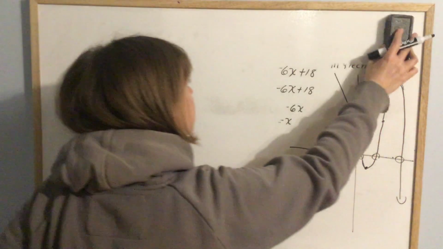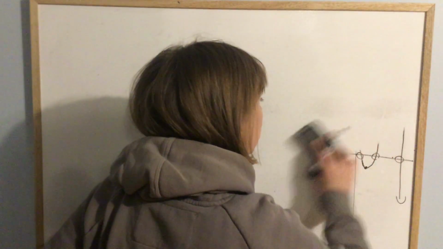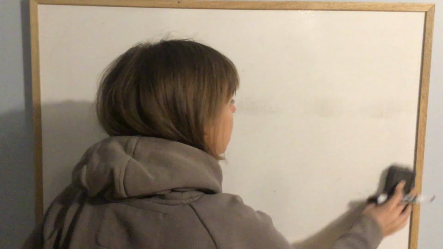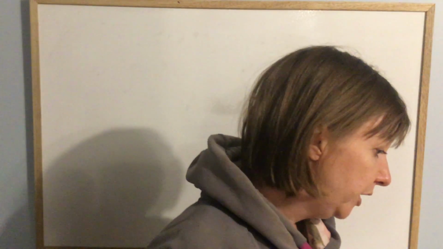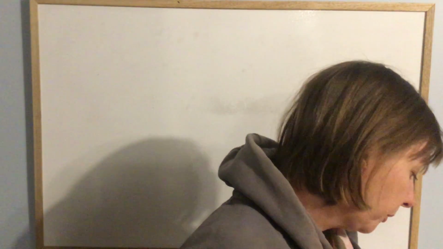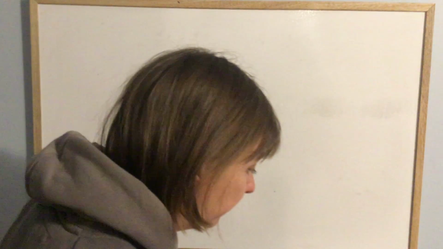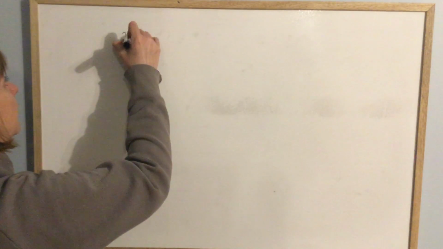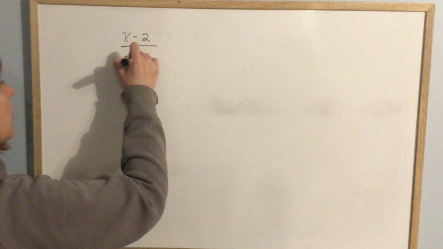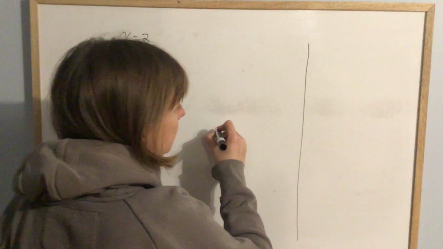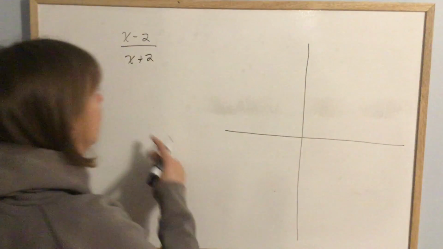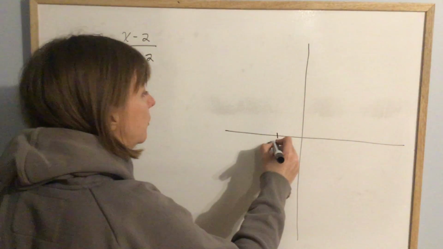Number 4. We're almost done. Yay! Number 4, we did A, D, and E, or you were supposed to do A, D, and E. So A is x minus 2 over x plus 2. So we have a vertical asymptote for this one. The vertical asymptote should be at -2.